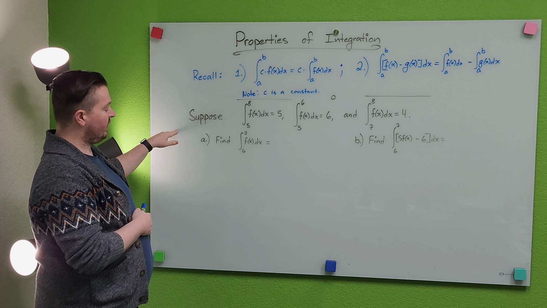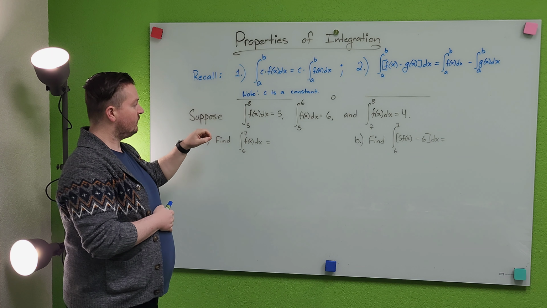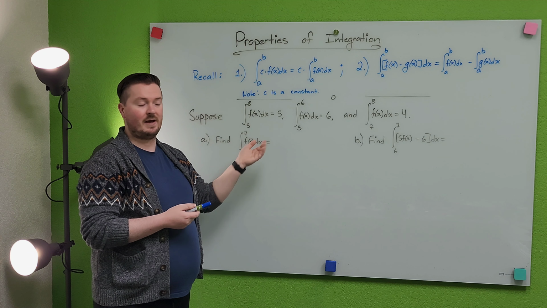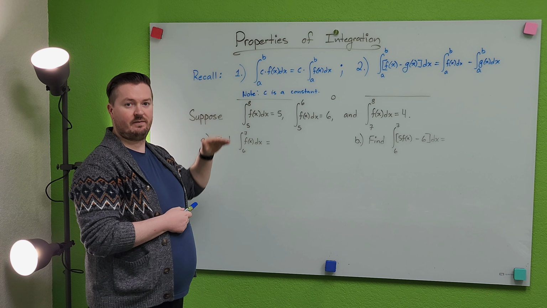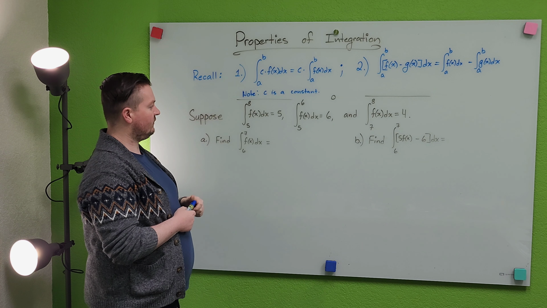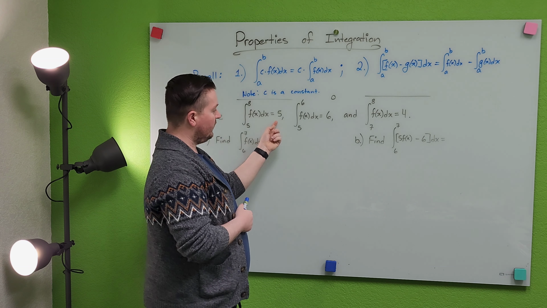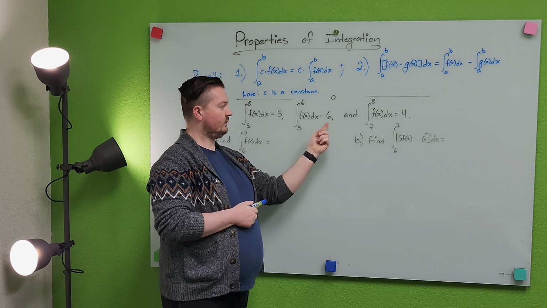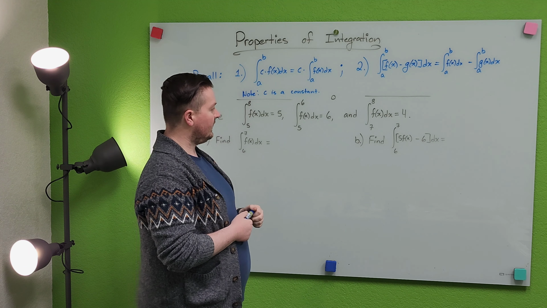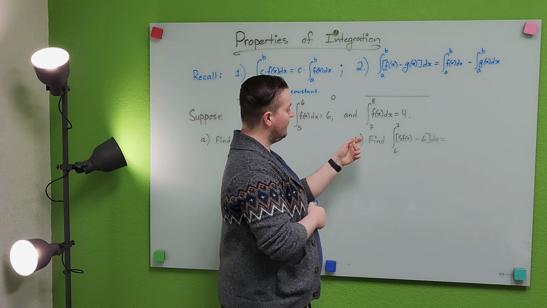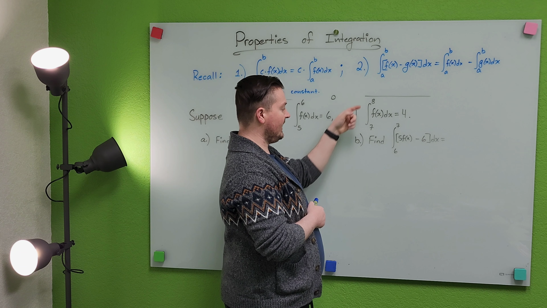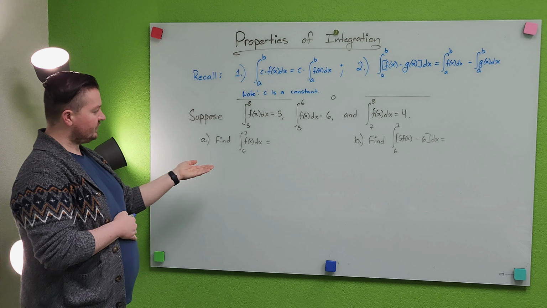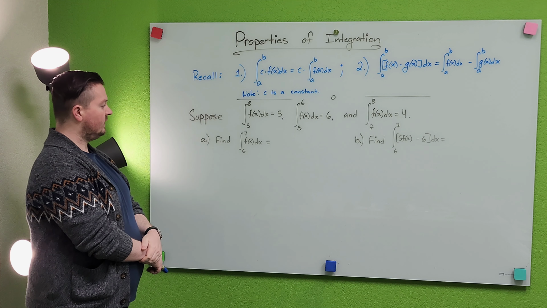The problem we're working through today: suppose we have information about the function f. We know that the integral of f from 5 to 8 is equal to 5. We don't know what f is, but we know that the area between f and the x-axis, between x equals 5 and x equals 8, is equal to 5. We also know that if we take the integral of f from x equals 5 to x equals 6, the area is equal to 6. And finally, still working with f, we still don't know explicitly what f is, but if we integrate only from 7 to 8, the area is equal to 4. With these three bits of information, we want to try to understand this integral a little bit better.